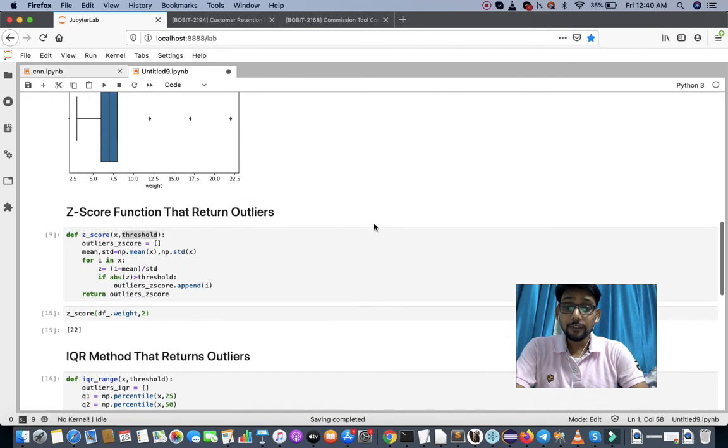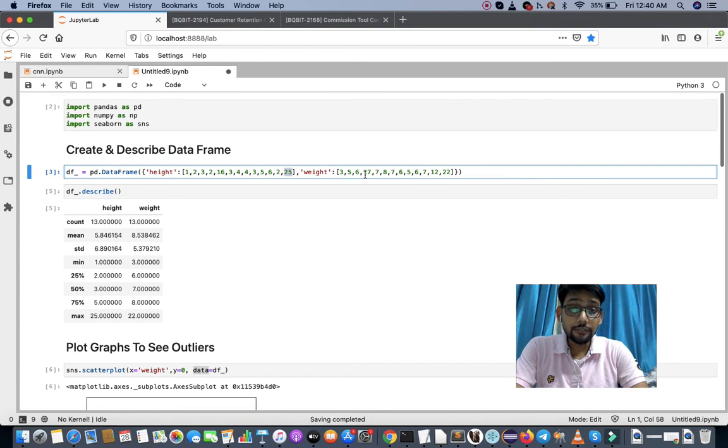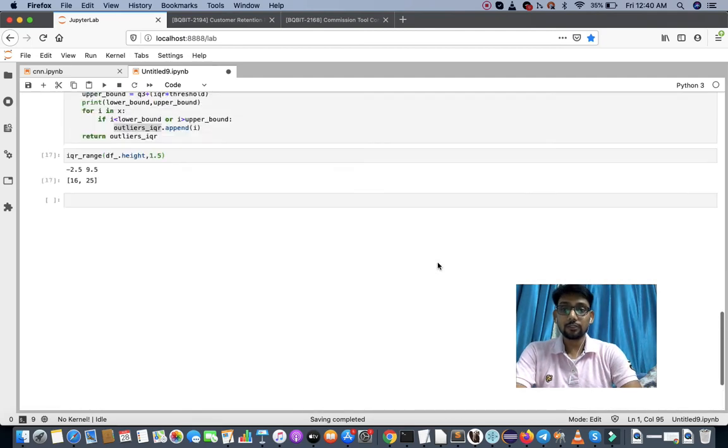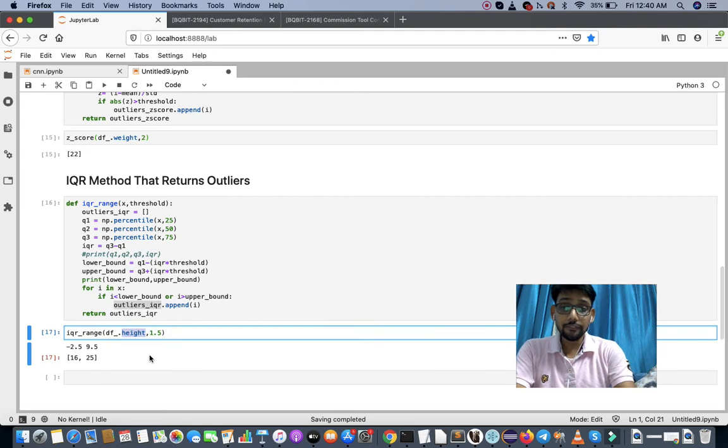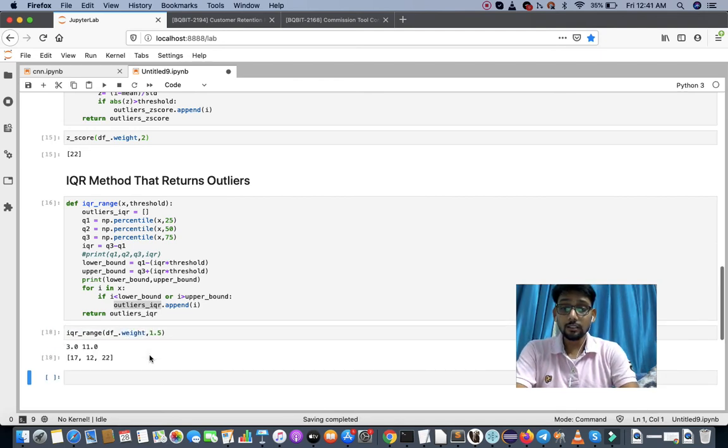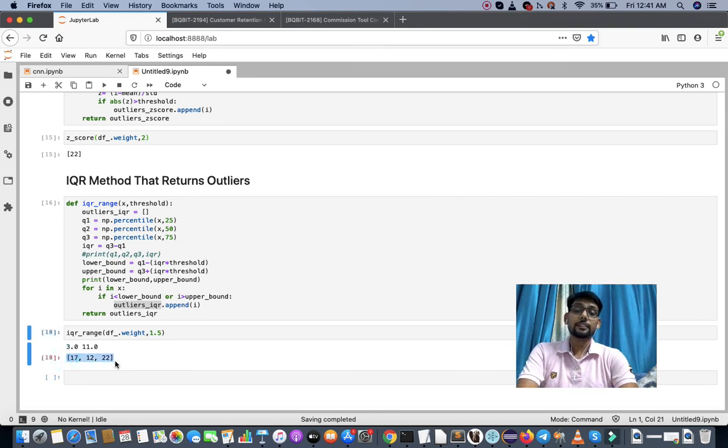Let's see the weight case. Here in the weight case we should get 17 and 22, and I don't know about the 12. Let's call this function again for weight. Yes, 17, 12 and 22, all three values are detected as outliers. So IQR is awesome. I will highly recommend you to use the IQR method whenever you can apply it.